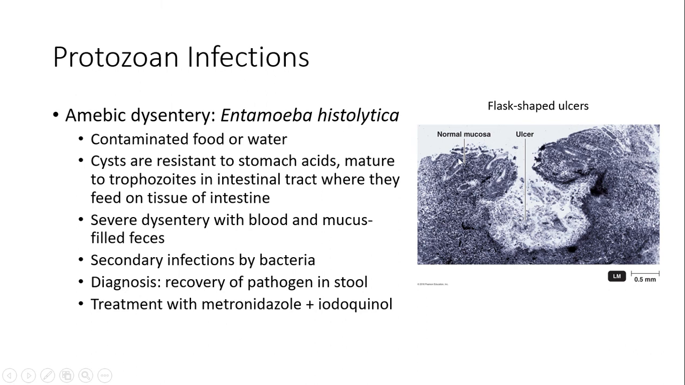So if this is normal mucosa over here, you'll see this ulcer, and it kind of looks like an Erlenmeyer flask like we use in the laboratory sometimes. And so they're called flask-shaped ulcers. It is a severe dysentery, including blood and mucus-filled feces. You can have secondary infections by bacteria during this time. As you can imagine, if we're disrupting this mucosal barrier, then anything can get in here and access this tissue.